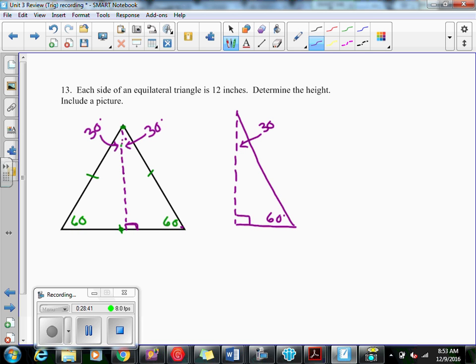It said each side of the equilateral triangle is 12 inches. So if this side is 12, this side is 12, and the whole side down here is 12, then when I look at my new triangle, why the heck did I write 16 and say 12? Somebody help me out, Lord. Okay, erasing. Sorry about that.